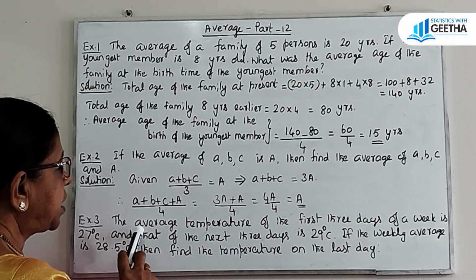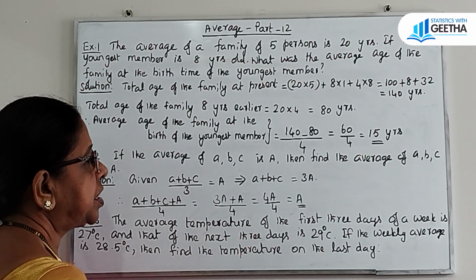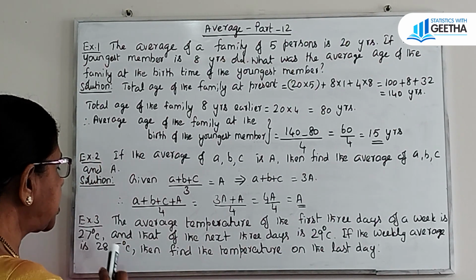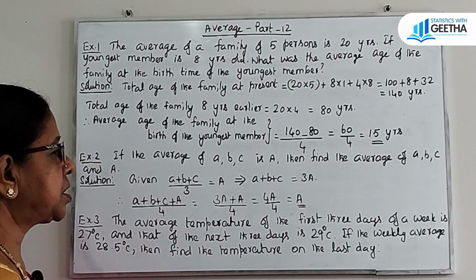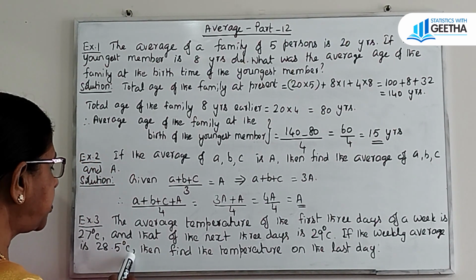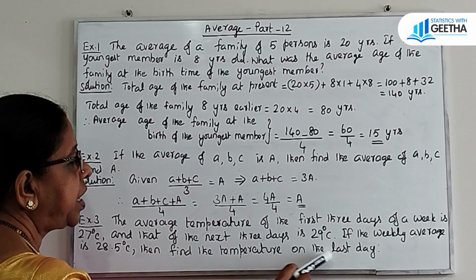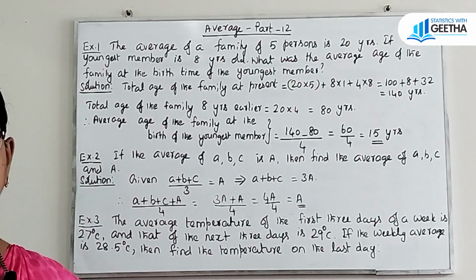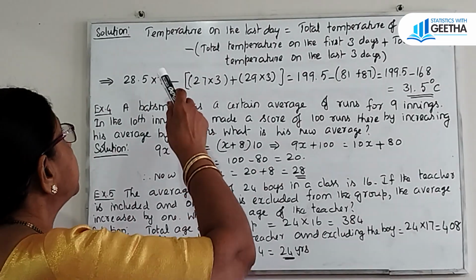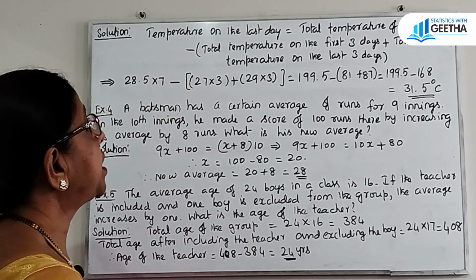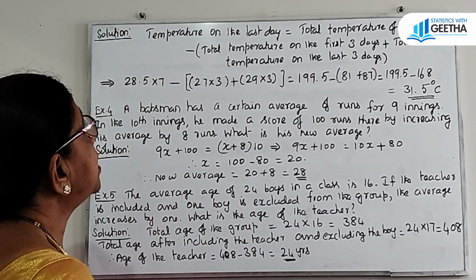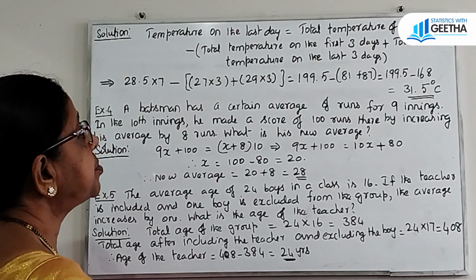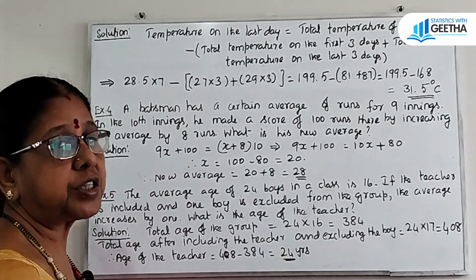Next, exercise number 3. The average temperature of the first 3 days of a week is 27 degrees Celsius and that of the next 3 days is 29 degrees Celsius. If the weekly average is 28.5 degrees Celsius, then find the temperature on the last day. See, the solution: the temperature on the last day equals total temperature of the week minus total temperature on the first 3 days plus total temperature on the last 3 days.